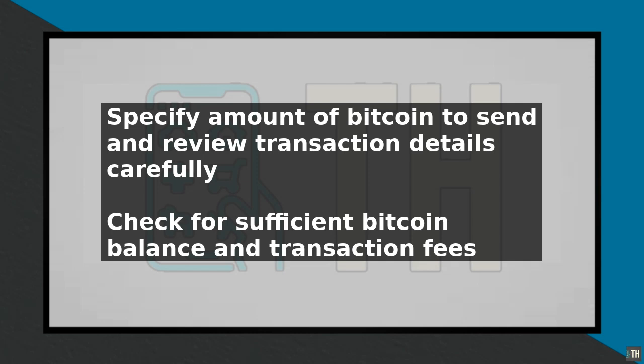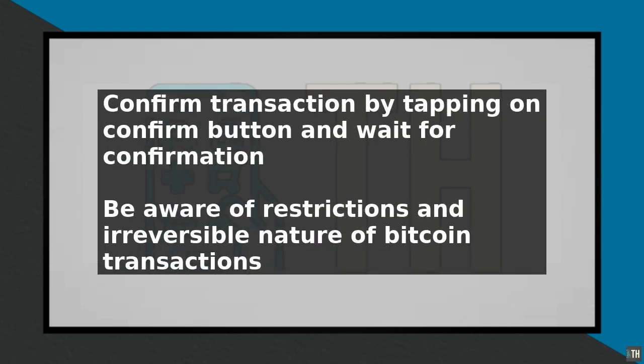It is essential to note that sending Bitcoin via Robinhood is only available to eligible customers, and there may be certain restrictions and limitations. Additionally, keep in mind that Bitcoin transactions are irreversible, so make sure you are sending Bitcoin to the correct address and that you are authorized to make the transaction.